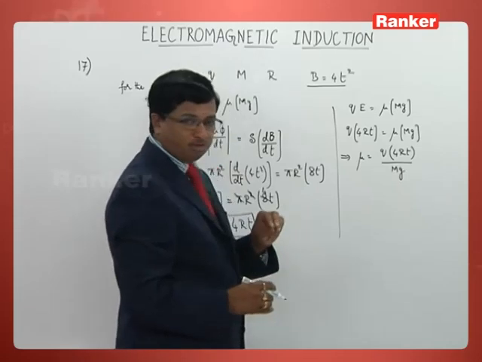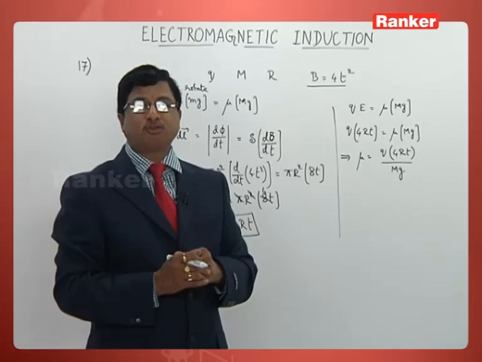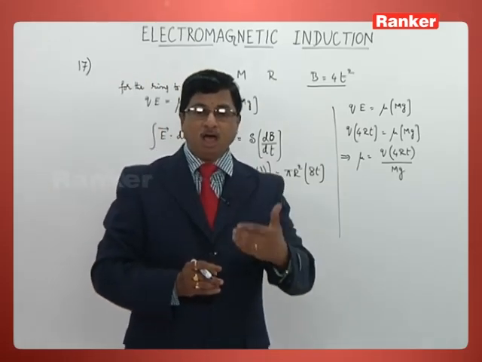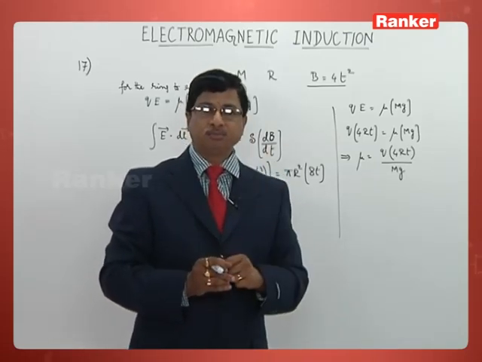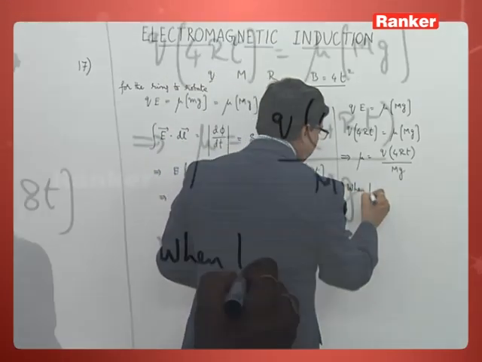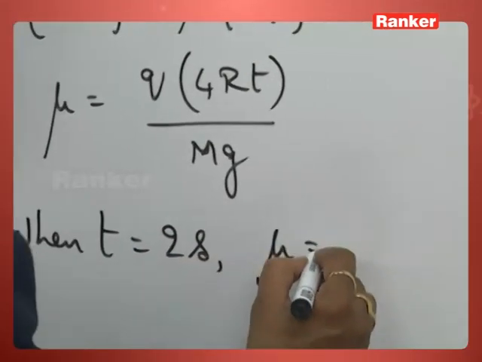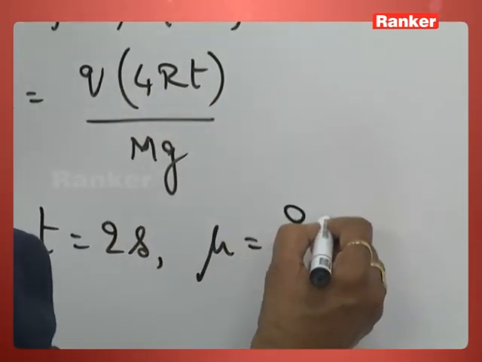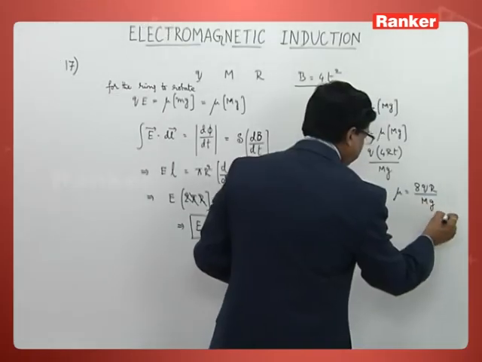But of course he has mentioned over here after what time the ring starts rotating from its position of rest. He has mentioned that after 2 seconds the ring starts rotating. So we can say when t is equal to 2 seconds, what is the value of mu now? This now becomes 8, so you can write 8 QR by mg.